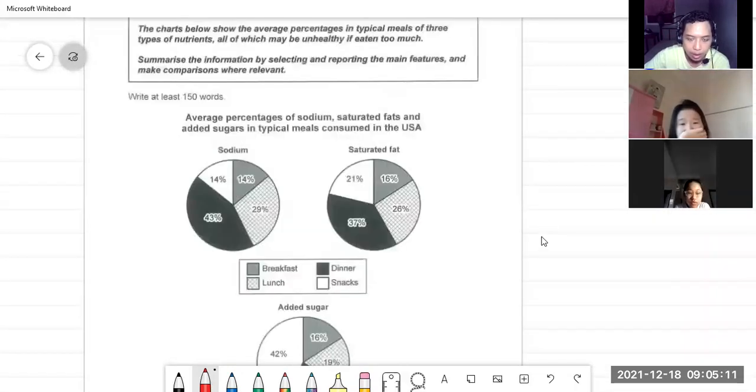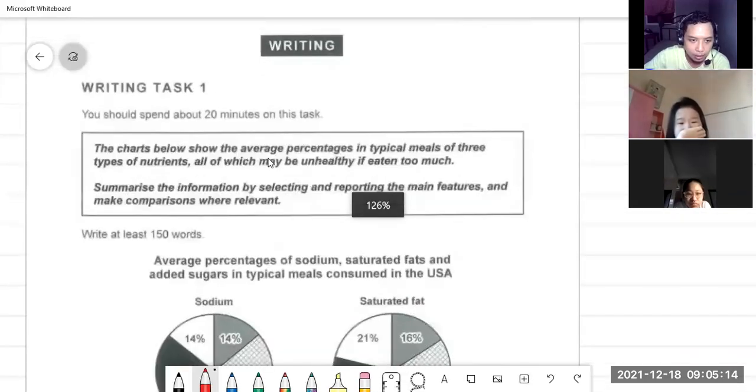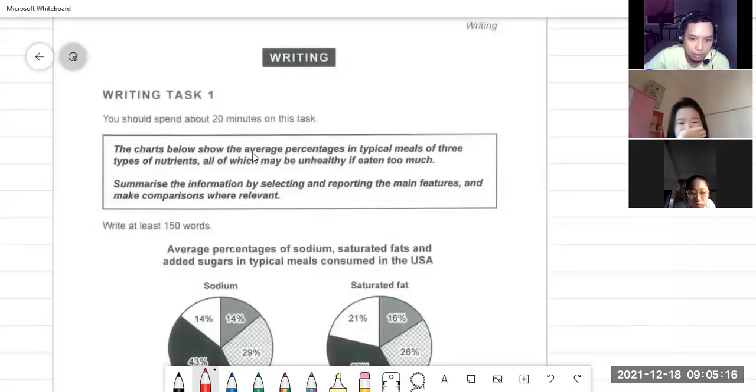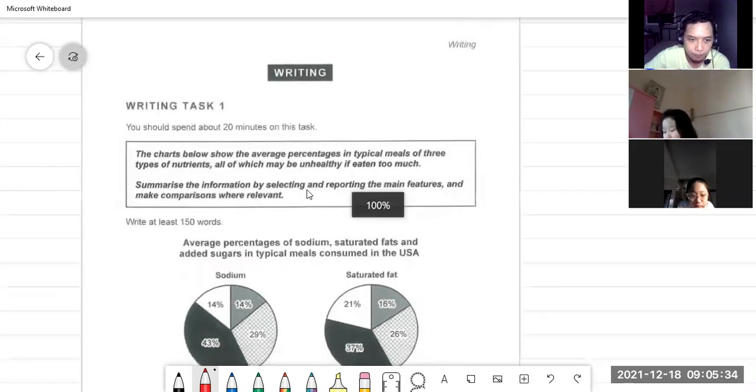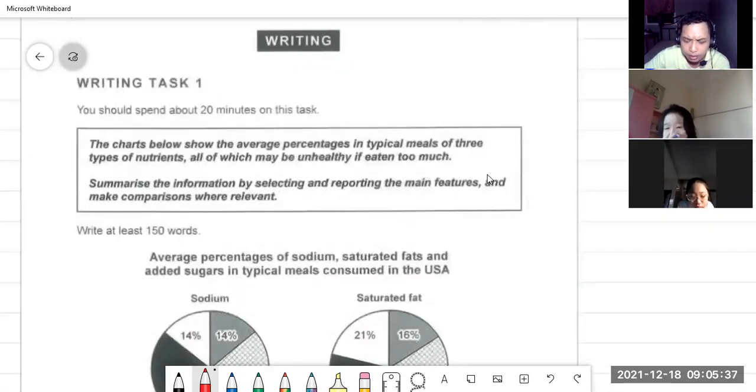Okay, let's see the topic. The charts below show the average percentages in typical meals of three types of nutrients, all of which may be unhealthy if eaten too much. Summarize the information by selecting and reporting the main features and make comparisons where relevant. Okay, so do you understand this topic and instruction here? How do you understand this?